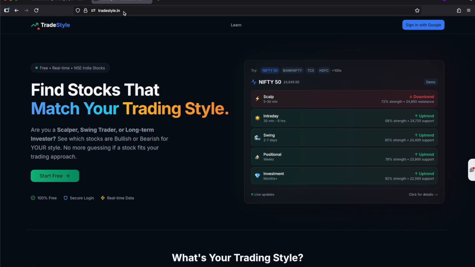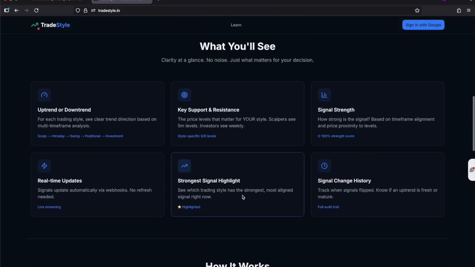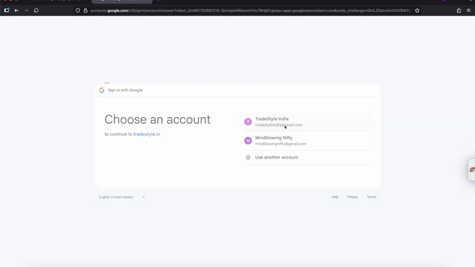When you go to TradeStyle, this is the page. Here you can see that for different kinds of scalping or intraday trading styles, it is going to show you some basic information about what kind of position, how much you need to hold, and all of those things that we discussed earlier. So let's quickly log in through Google.